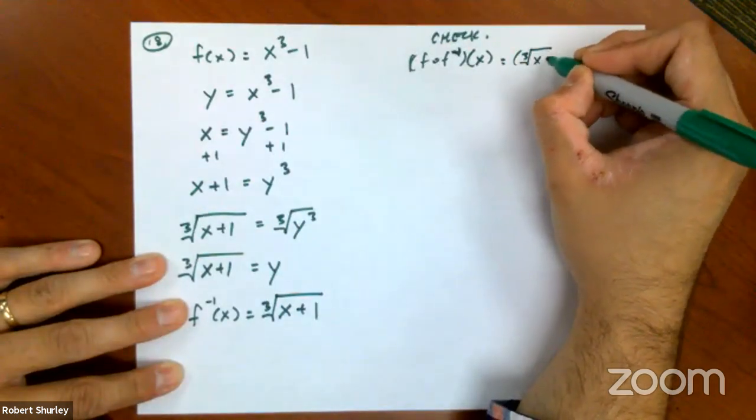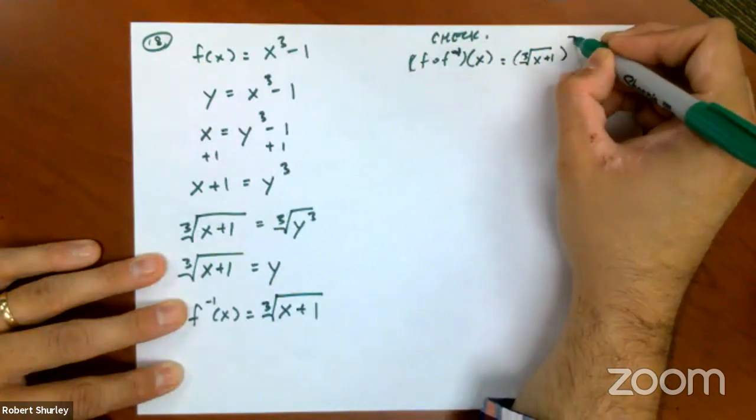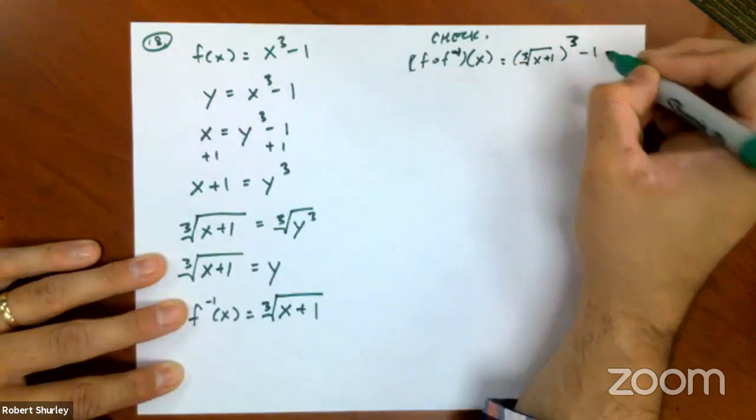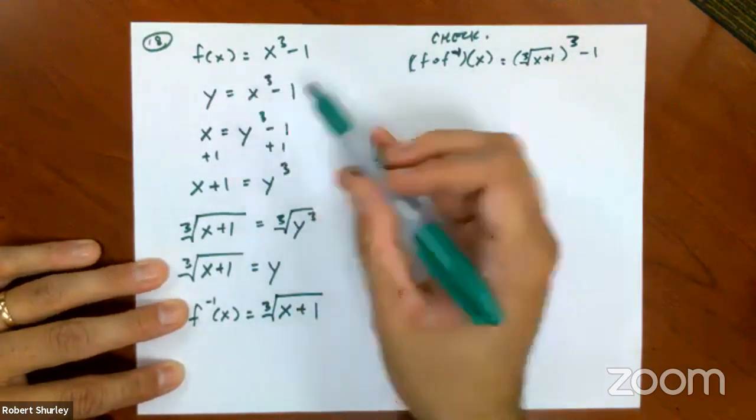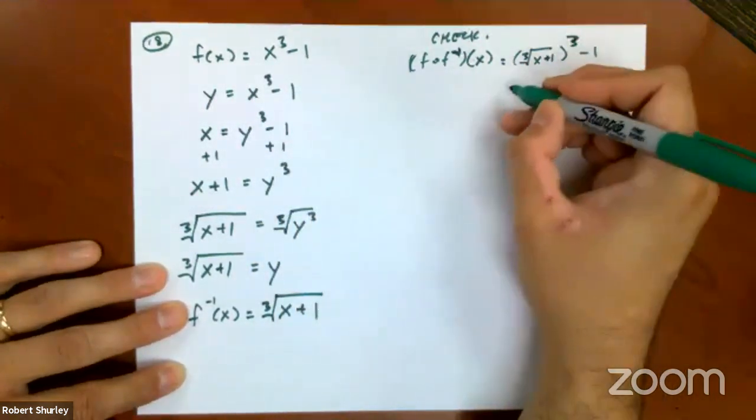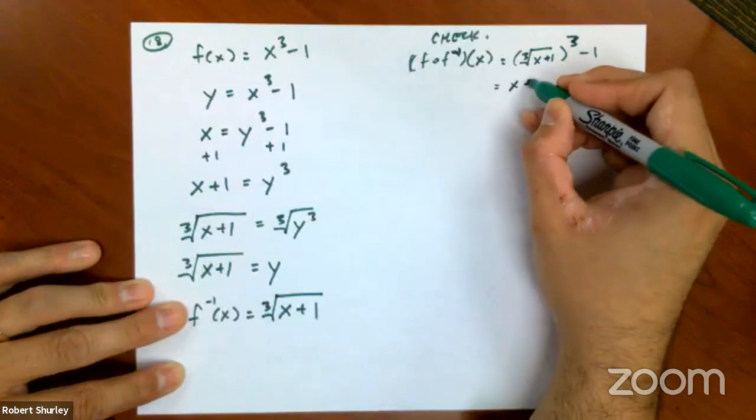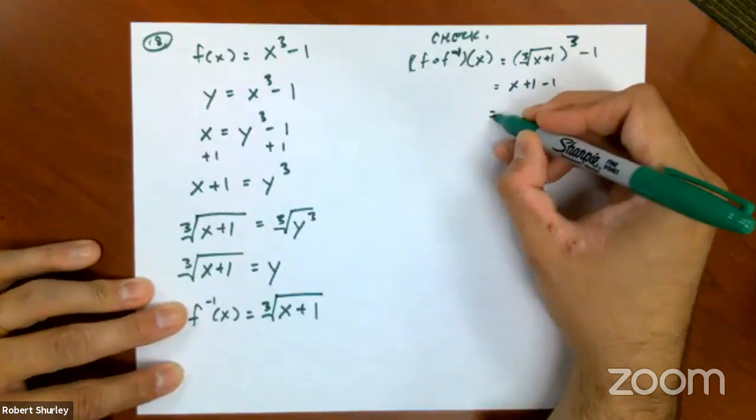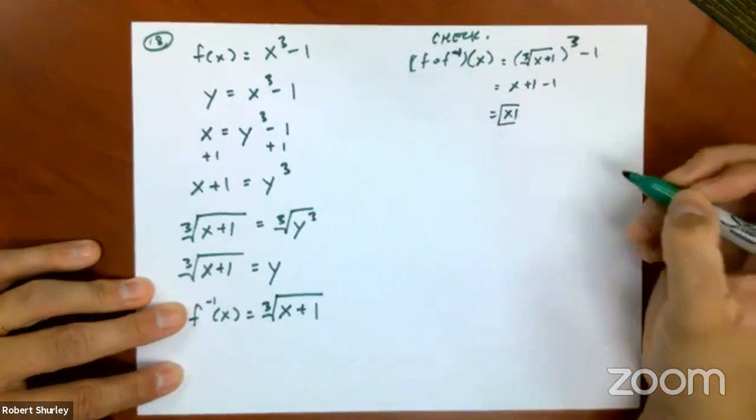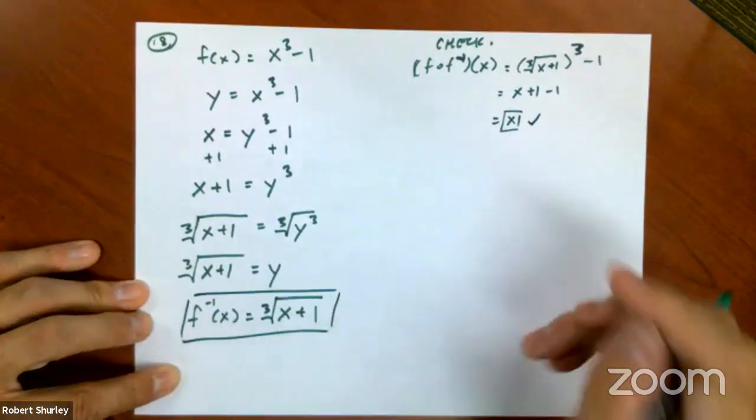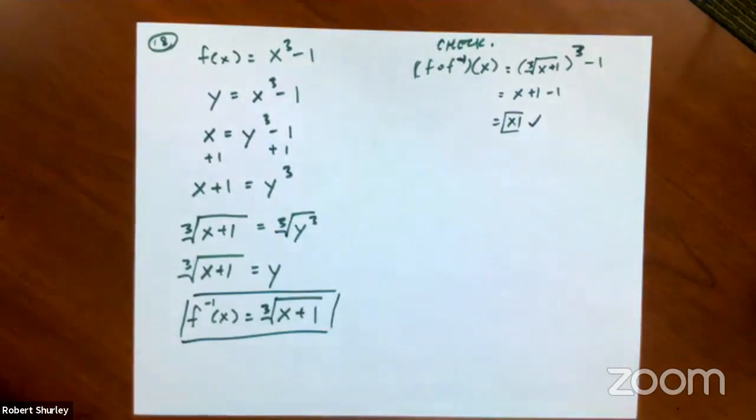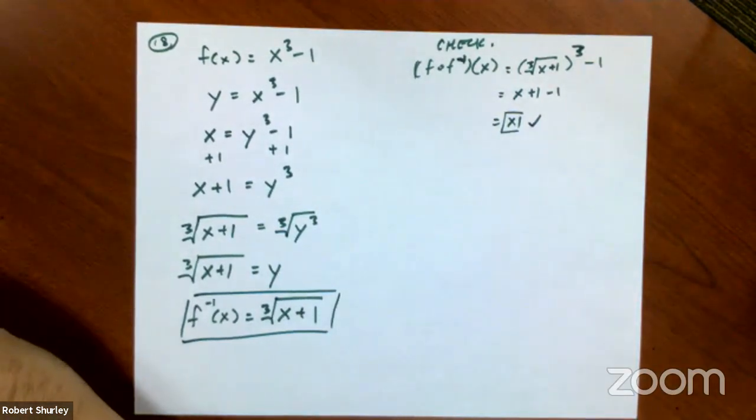So it winds up with the cube root of x plus 1, cubed, minus 1. This is our new x value. The cube root and the cube cancel, so you're left with x plus 1 minus 1. You're left with x. So it shows that these are inverses of each other. So that is the inverse of what we started with.